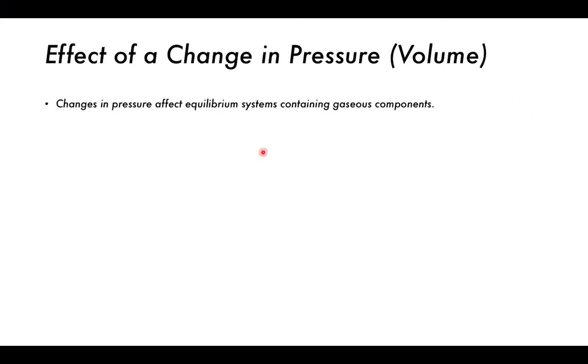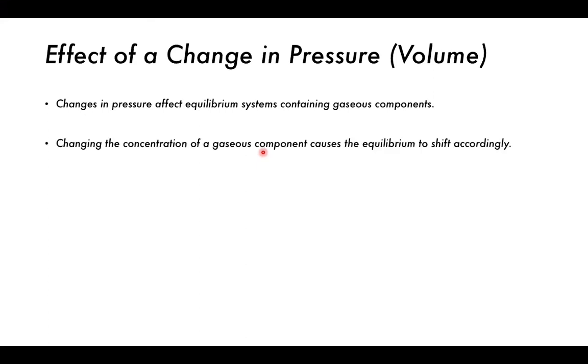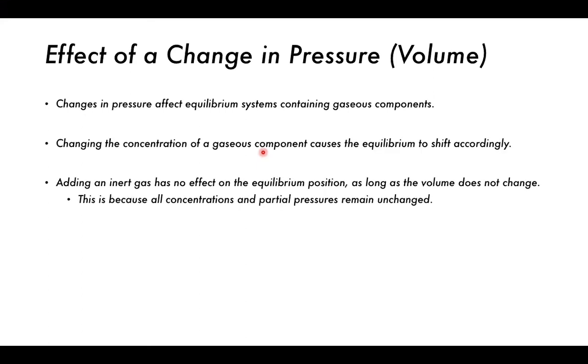So, the effect of a change in pressure or the volume of a system. Changes in pressure affect equilibrium systems containing gaseous components. Changing the concentration of a gaseous component causes the equilibrium to shift accordingly. And adding an inert gas has no effect on the equilibrium position as long as the volume does not change. This is because all concentrations and partial pressures remain unchanged. So the inert gas is not actually doing anything.